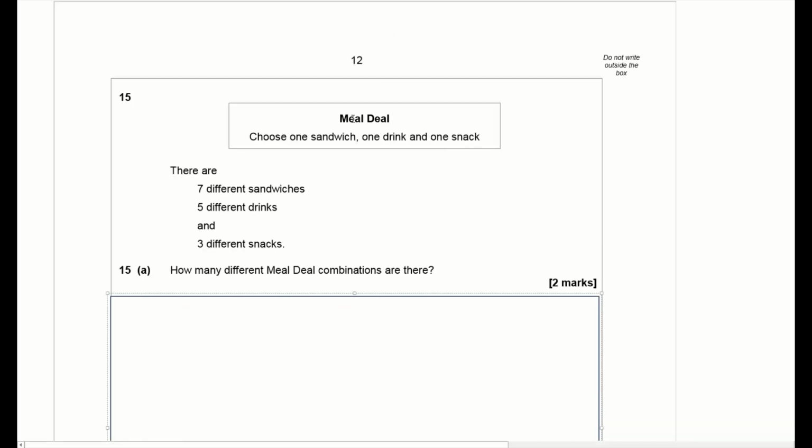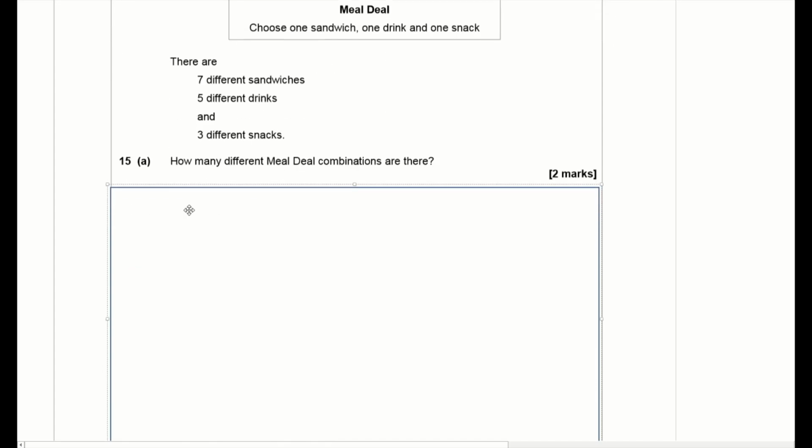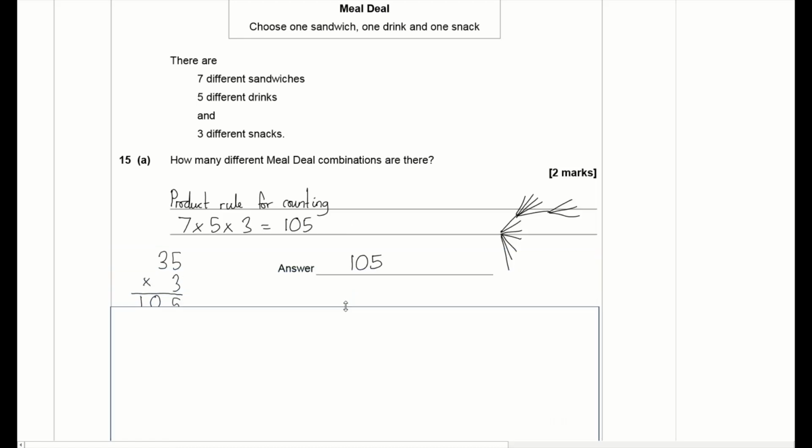Question 15. Meal deal. Choose one sandwich, one drink and one snack. There are 7 different sandwiches, 5 different drinks and 3 different snacks. How many different meal deal combinations are there? Now this question is an example of what we call the product rule for counting, and all that means is to sum all of the different combinations, you just have to multiply the number of objects together in each different group. So there's 7 sandwiches, 5 drinks and 3 snacks. You're just selecting one of each, which would mean you have to do 7 times 5 times 3 to figure out the total number of combinations.